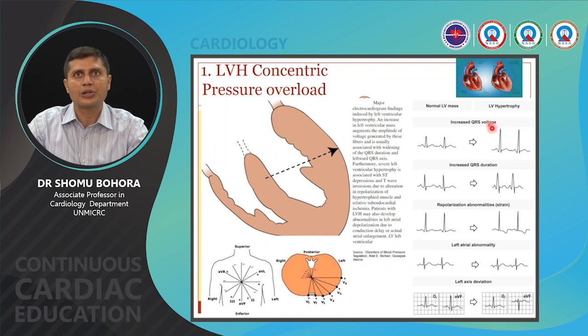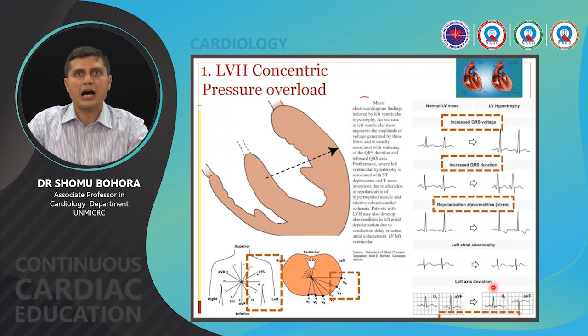So from a normal voltage, the voltage would increase. Because of an increase in the LV mass, the increased duration of depolarization will cause an increase in the QRS duration. There may be STT changes because the repolarization then becomes abnormal and it may give a strain pattern. Because of an increased LV mass, the left atrium can become enlarged, causing left atrial enlargement, and a left axis deviation can occur because of either fibrosis, LAHB, or the muscle mass itself.